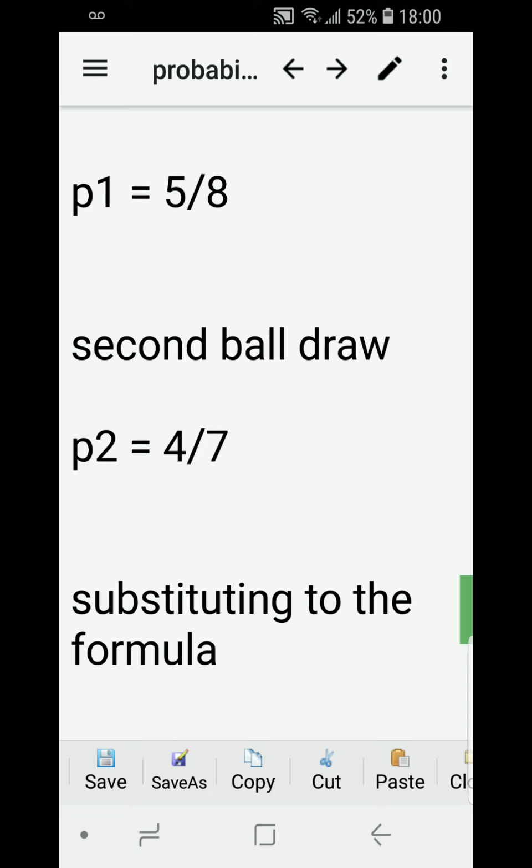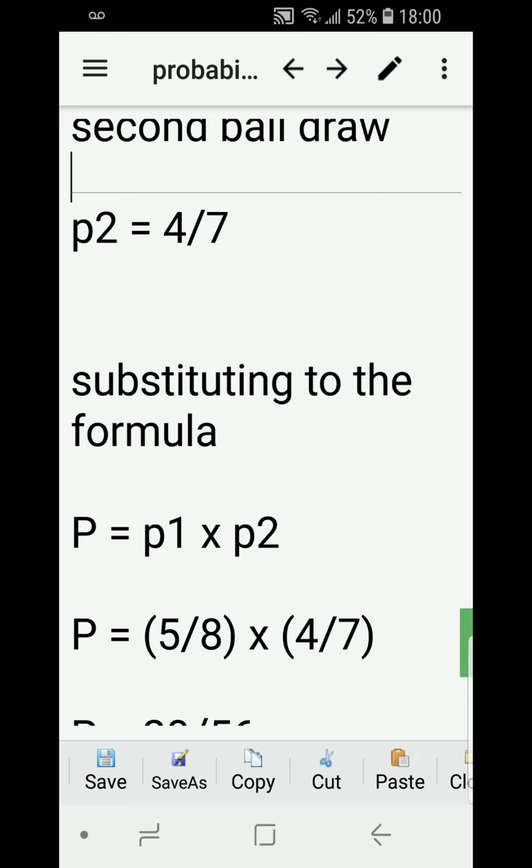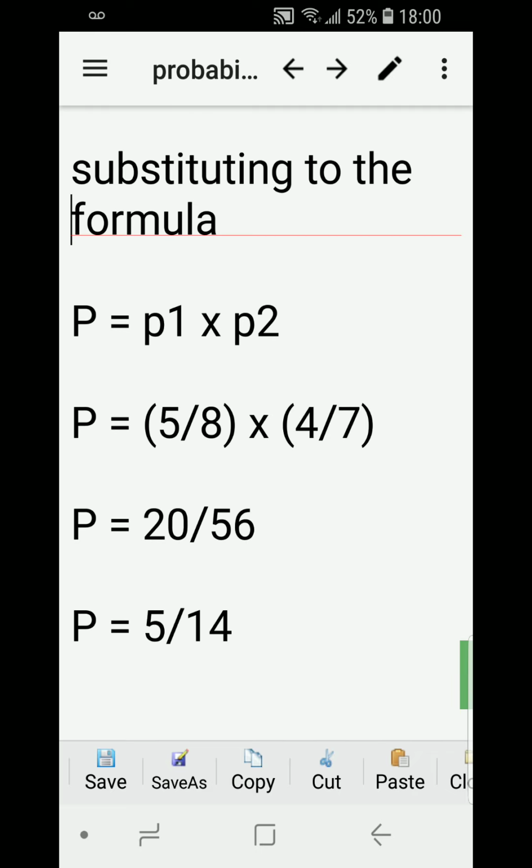And so we substitute these two values, P1 and P2, into the formula and multiply P1 times P2. We get P equal to 5 times 4 over 8 times 7. We get 20 over 56, or 5/14.